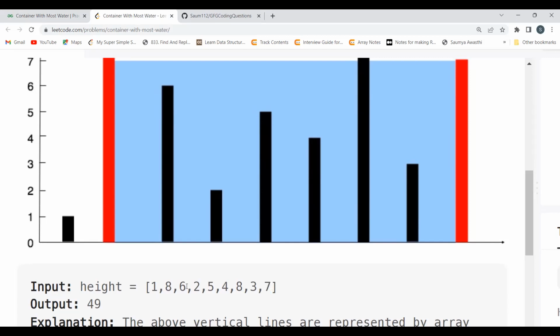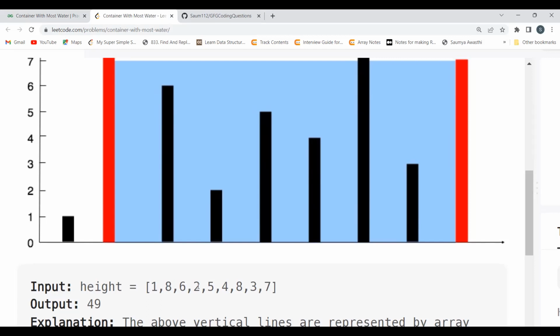Okay, so now what is the distance between these two? This is at first index and this is at 8 index. 8 minus 1 will be 7, and which one is minimum? 7 is minimum. So now you can see the area has been improved. 7 into 7, we got 49, right?